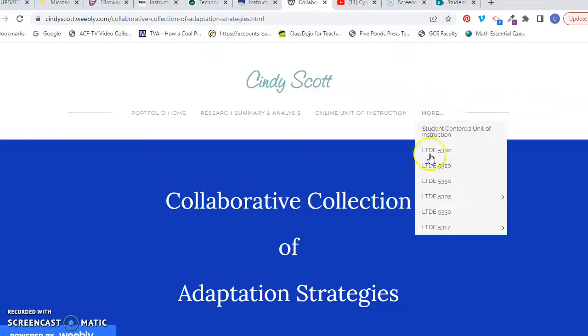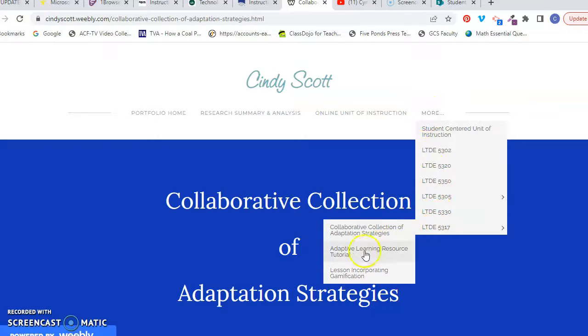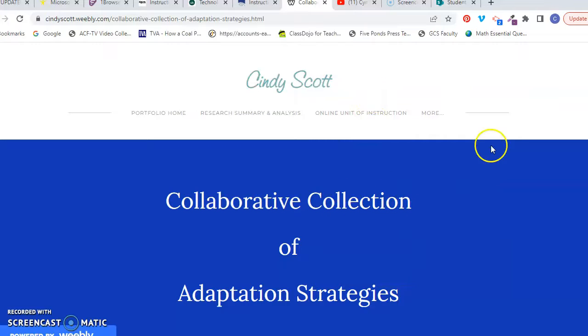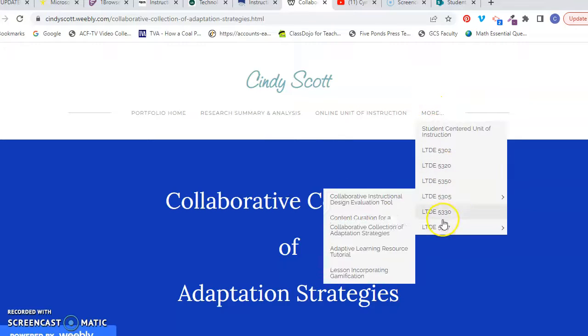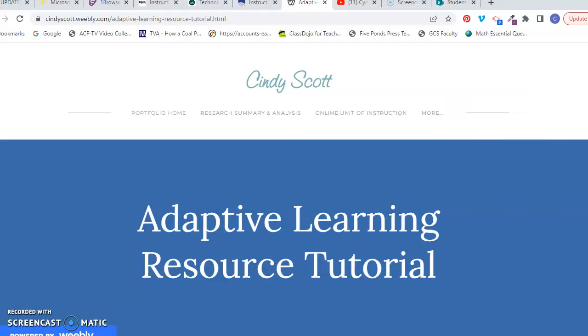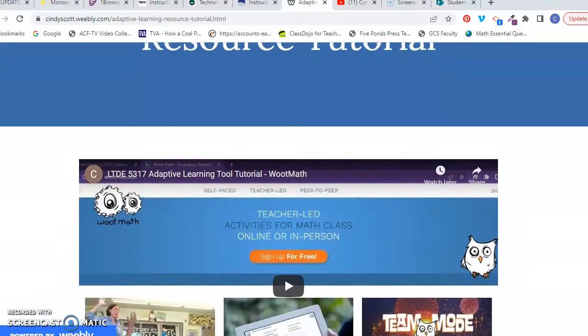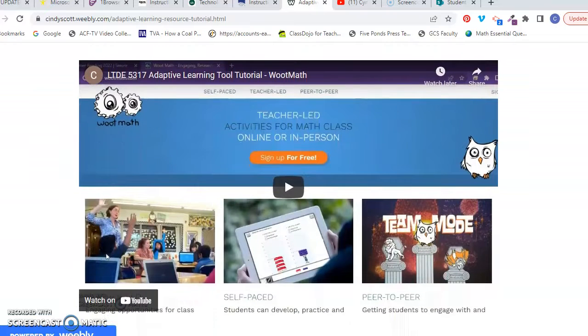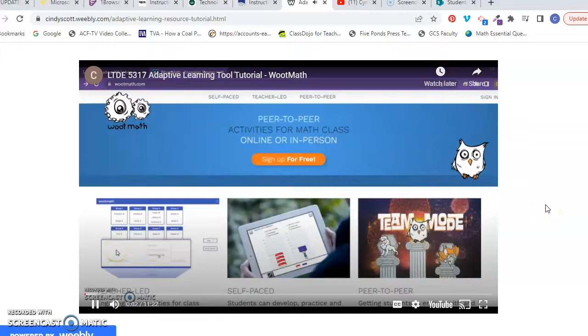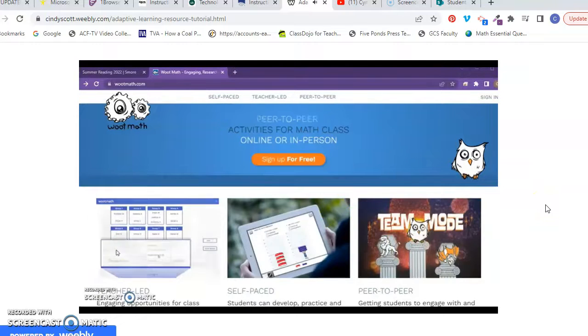The next item that we created was the Adaptive Learning Resource Tutorial. I created a tutorial on the website called Woot Math. And Woot Math is really for 3rd, 4th, 5th, and 6th graders.